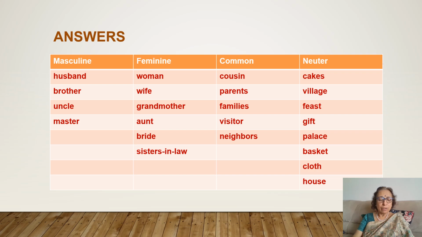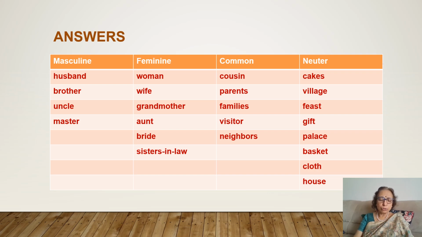The husband first went to call his wife, we finished wife already, parents. Parents is common, you put it in the third column. Then his sisters-in-law. Sisters-in-law, feminine. I have already told you we don't say sister-in-laws, we say sisters-in-law. And their families. Families is common, so we put it in the third column. First, the cakes would be taken as gift. Gift is neuter, so you put it in the last column. To the palace, palace also is neuter, last column.